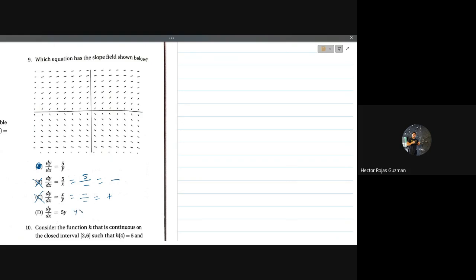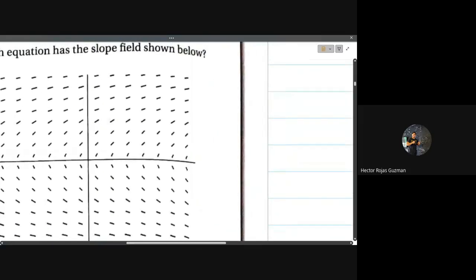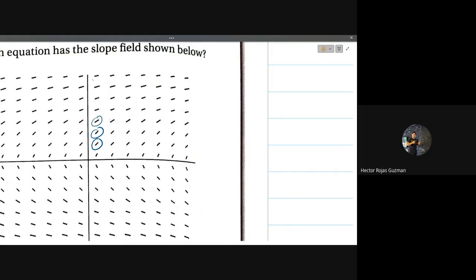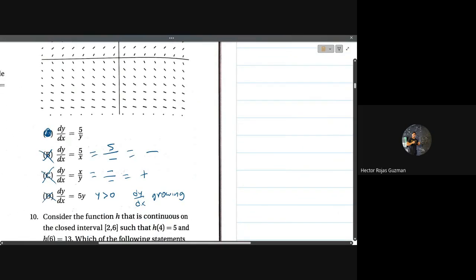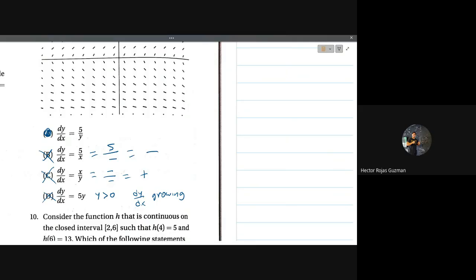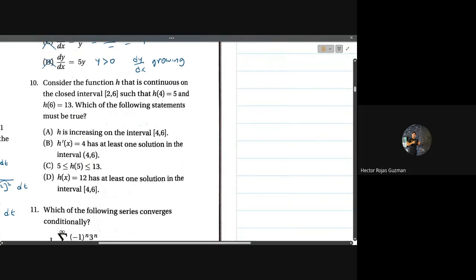When y is greater than 0, the slope should be growing. But if you focus on these lines right here, as y increases, again, it's 5 times y, the slope should be increasing, and it's not. It's actually doing the opposite. It's decreasing. So it's not D. Our answer is A. You can verify it with any point on any quadrant, but that's what it is. You know what? Let's leave it on an even number. So let's do one more.